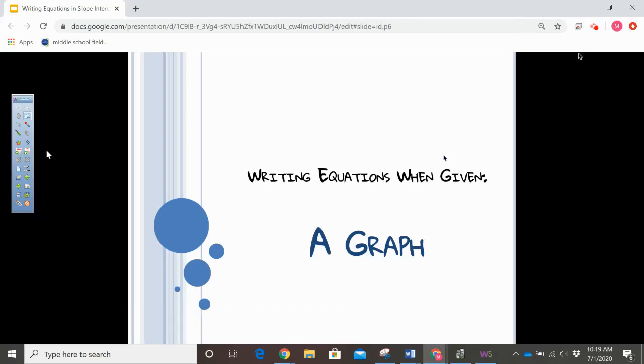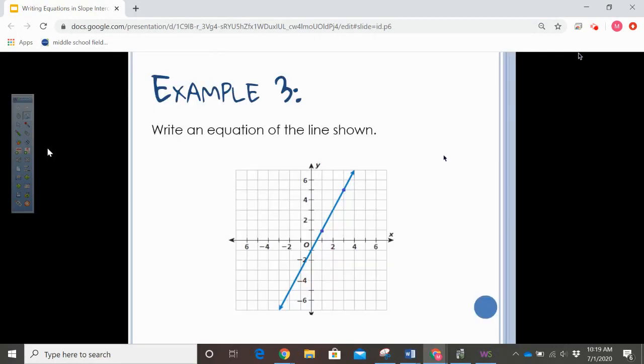Another way we will write equations today is when given a graph. So let's take a look at an example. Example 3 says, write an equation of the line shown.